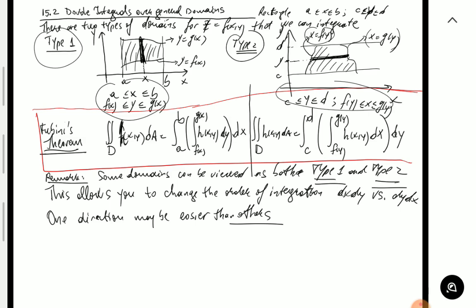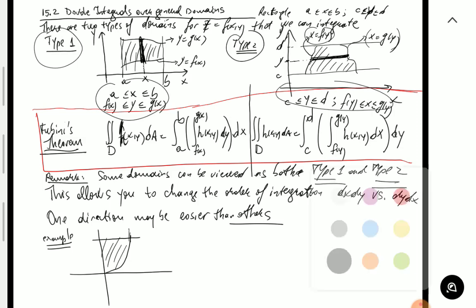So here's an example of domains which can be treated as both type 1 and type 2. So let's say you have something like that. We're gonna use an example like this on the next page. Like a domain between a parabola and two lines, horizontal and vertical.